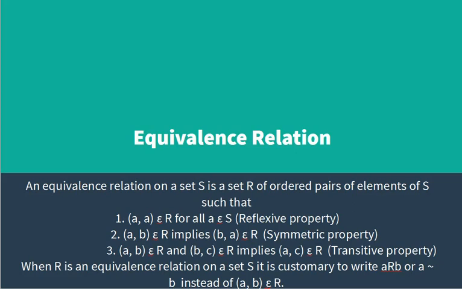3. (A, B) is a member of R and (B, C) is a member of R implies that (A, C) is also a member of R. This is known as the transitive property. Now, whenever we're discussing an equivalence relation R on a set S, it is customary to write A R B or A tilde B instead of writing (A, B) is a member of R. So if we have an equivalence relation R, we will just say that A is related to B instead of writing (A, B) is a member of R.